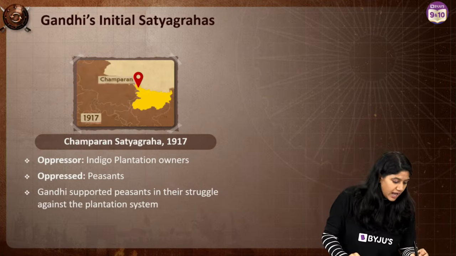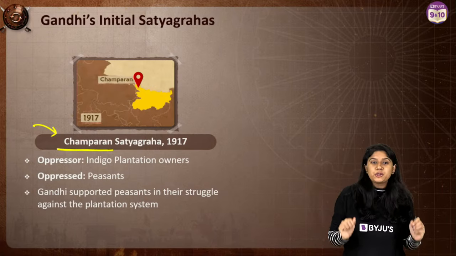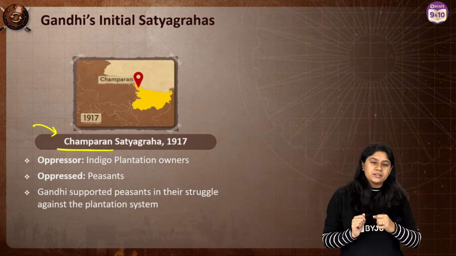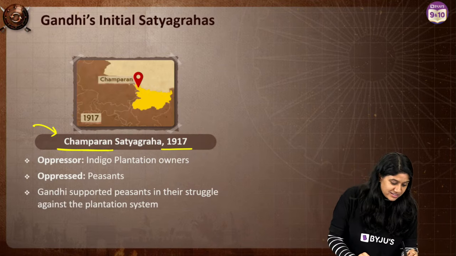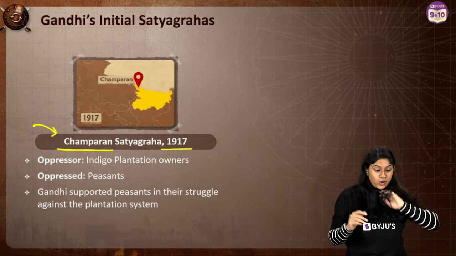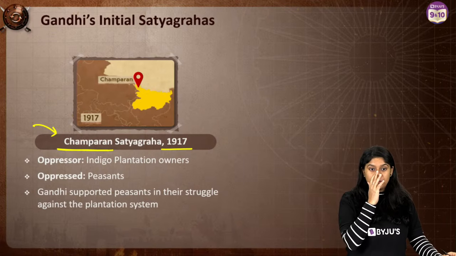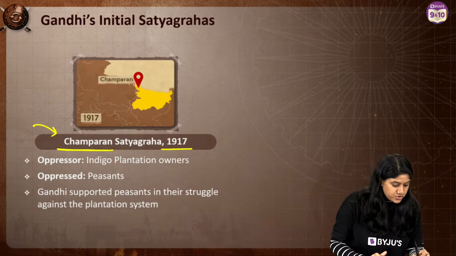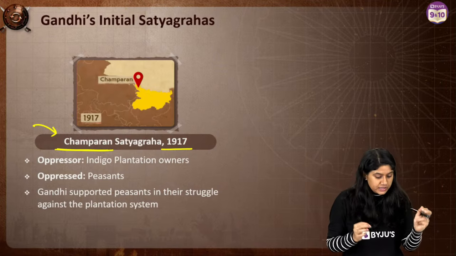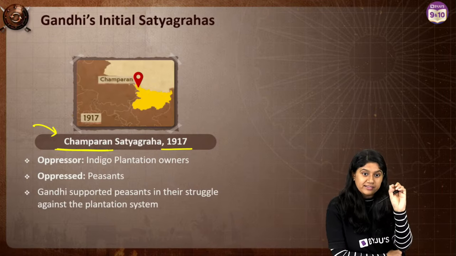What do we have? We have Champaran. How many of you remember this place from class 8th history, in the chapter Ruling the Countryside, where they talked about this? Very good, everyone. Champaran is in Bihar, and after indigo cultivation got banned in West Bengal, it started in Bihar at that particular time.